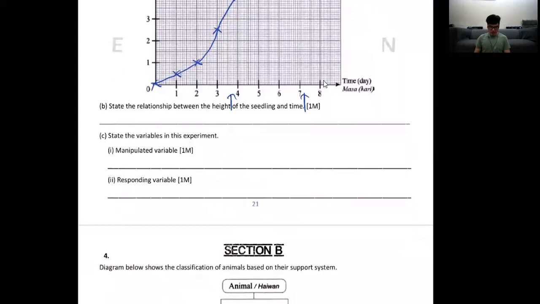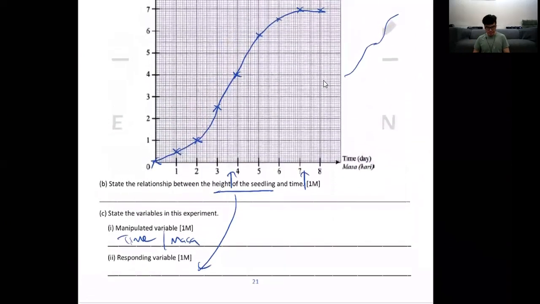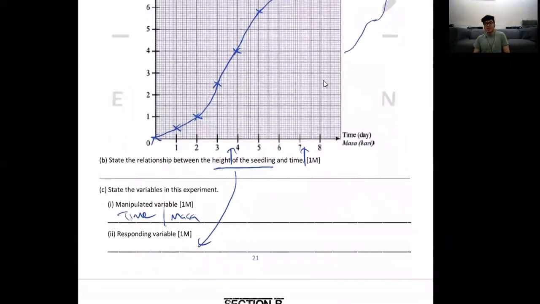So C, what is your MV? Manipulated variable, what are you trying to control? That will be your time, masa. Okay, your time, and then your responding variable, your RV, that will be the height of your seedling. How high do they grow? Okay, this is pretty easy.